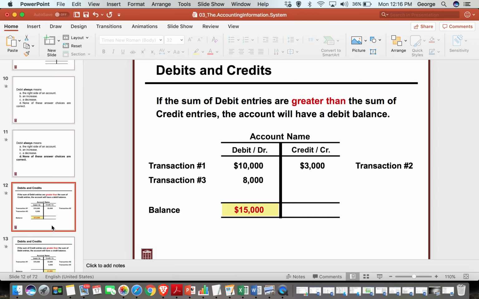If the debits are greater than the sum of credits, then the account has a debit balance. So this might be the cash account. In transaction 1, I received $10,000 in cash from a customer. Transaction 2, I paid $3,000 of cash to a supplier. Transaction 3, I got another $8,000 in cash from a customer. So I got total inflows of 18 and outflows of 3, so my balance in this cash account would be $15,000.